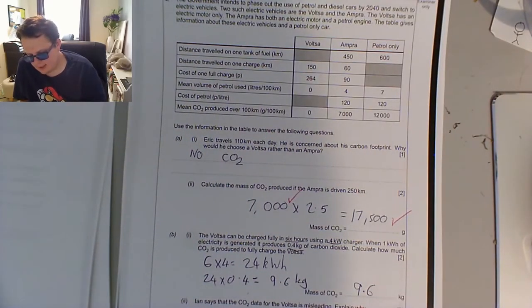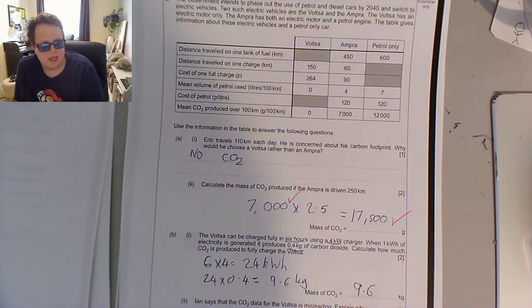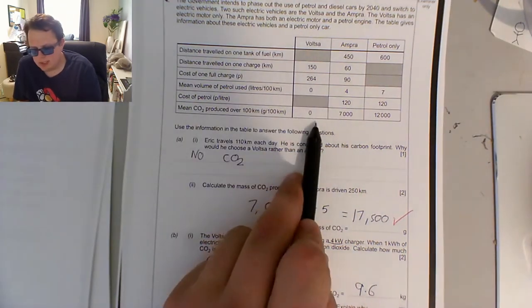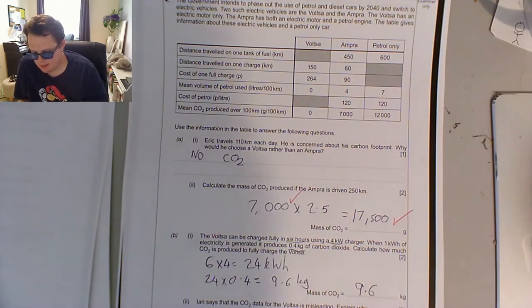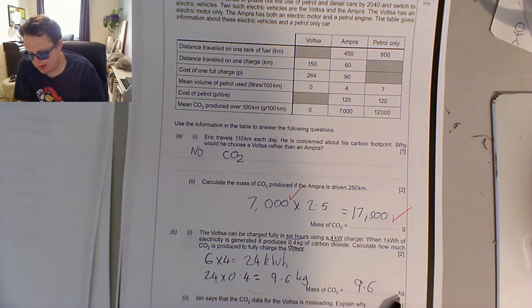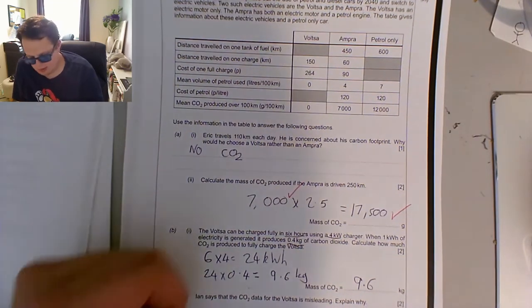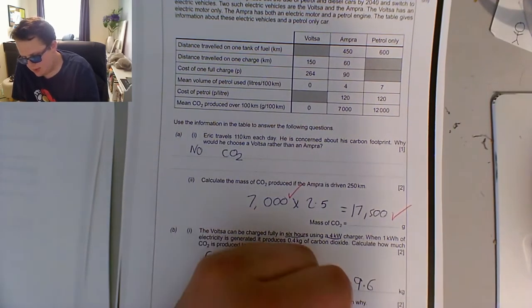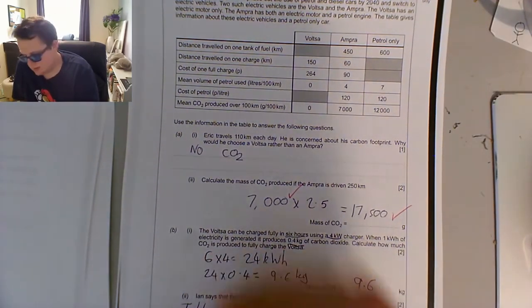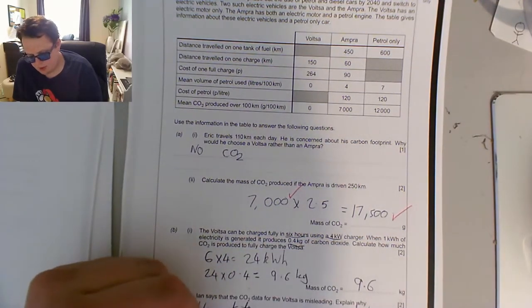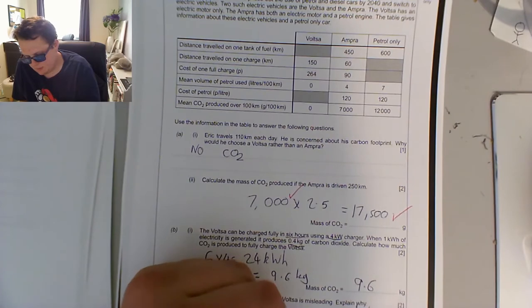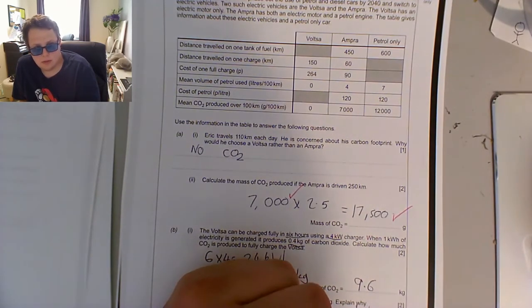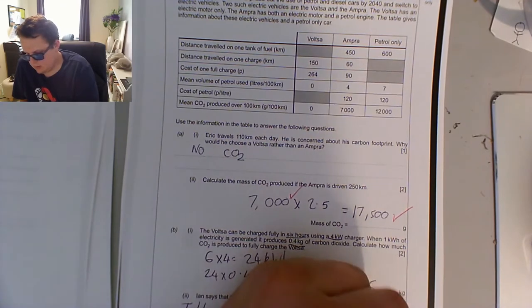Ian says that the CO2 data for the Voltsa is misleading. Explain why. Well, it says no CO2 is produced when driving. But where does that electricity come from? We've already worked out that we produce 9.6 kilograms of CO2 when we charge it. So our table states no CO2, but some is produced during charging.